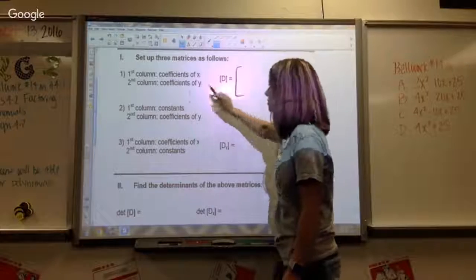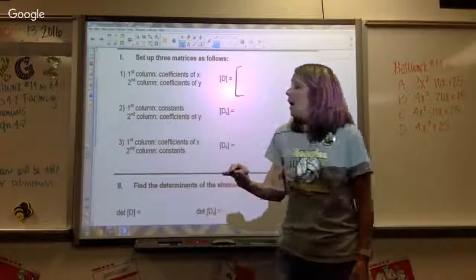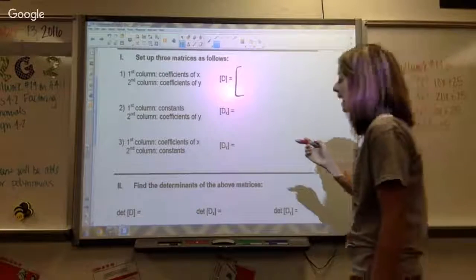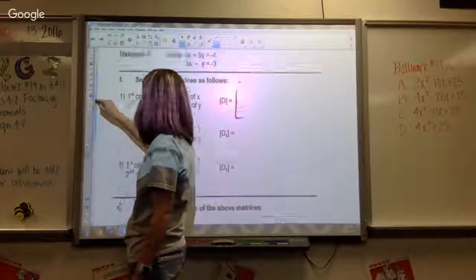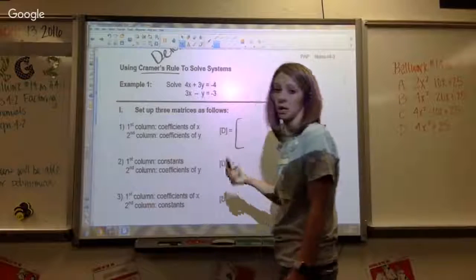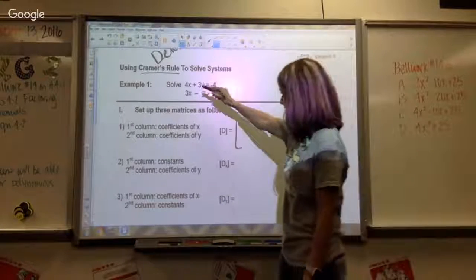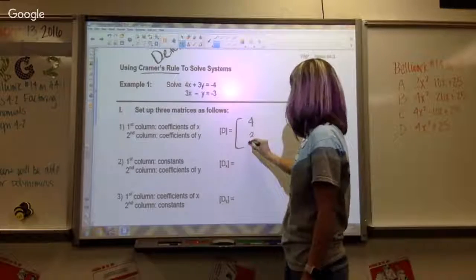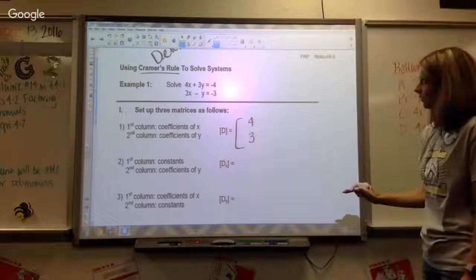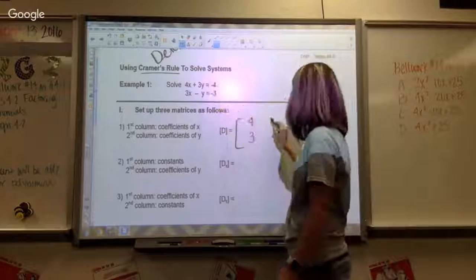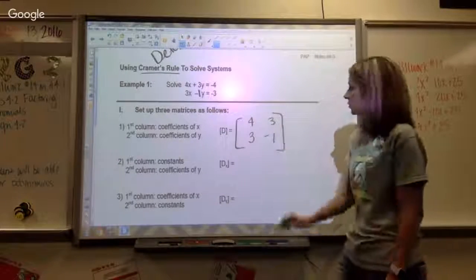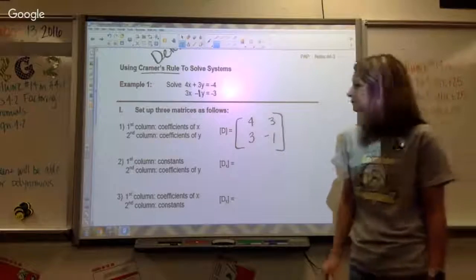So this first matrix, the first column, I'm going to fill in the coefficients of x. So I'm going to look back at my two equations. Coefficients are numbers that are in front of your variable. So the coefficients of my x are 4 and 3. The coefficients of the y are 3 and negative 1. So there's my first matrix.